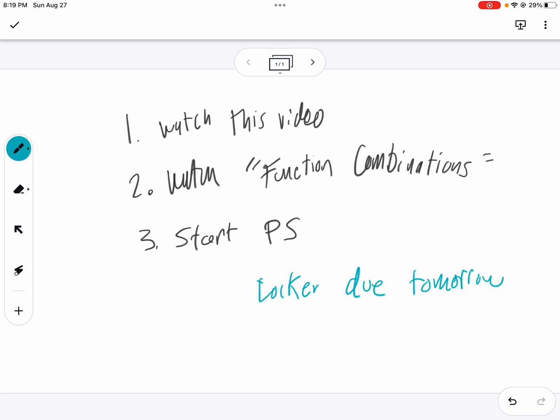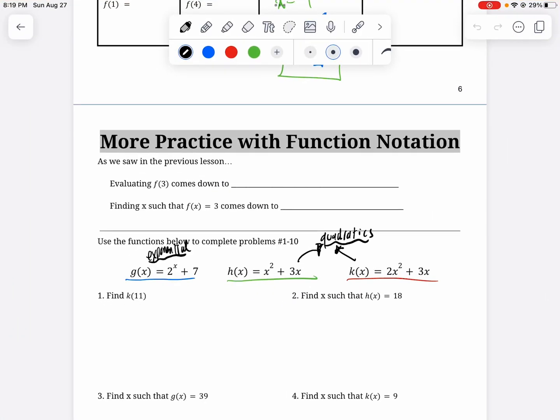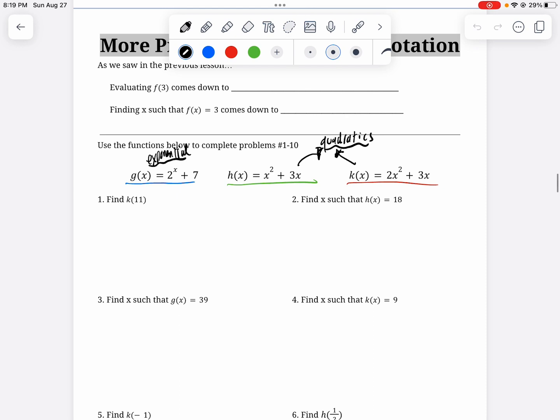So in this video, I want to go back to our note packet and jump back in with some of these problems. Depending on which class you're in, I want to start with number 2 here. We said the blue function was exponential and the green or the red were quadratics. Number 2 is saying find the input with an output of 18. So this is not a plug-in, this is a set equal to. And we're going to solve this equation.